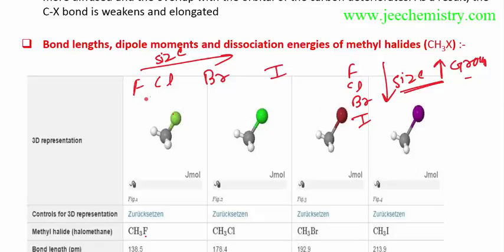Bromine has a smaller size than iodine. In CH3, three hydrogens are attached; here we show two hydrogens, and one hydrogen is at the back. Now see that fluorine is attached here. Consider the bond length between carbon and fluorine.